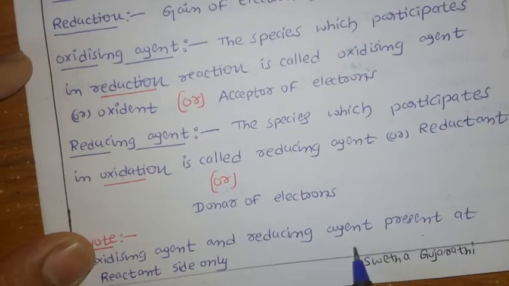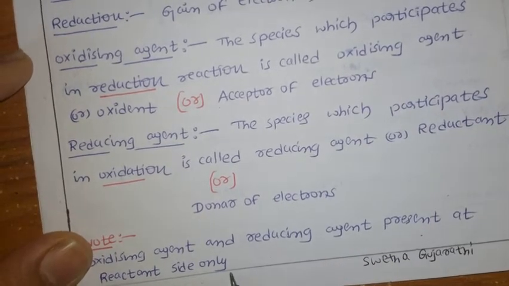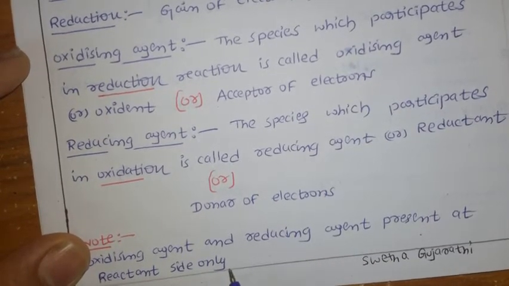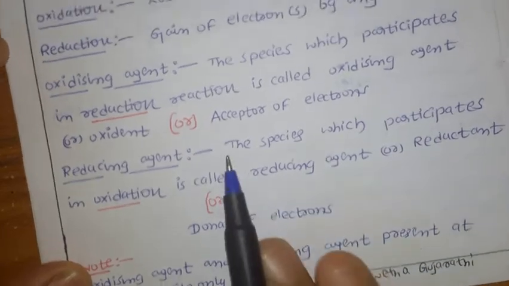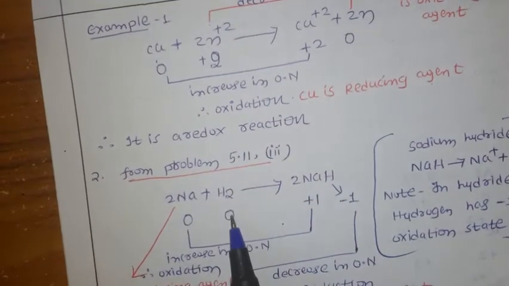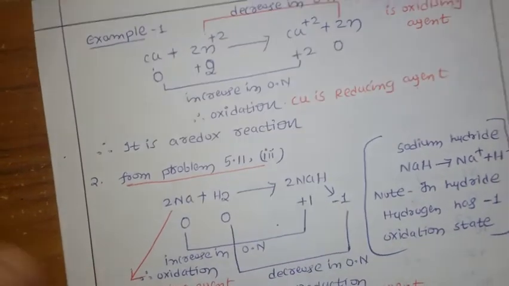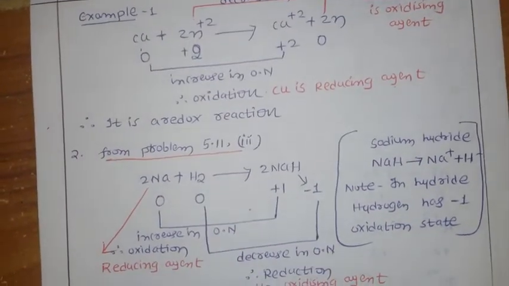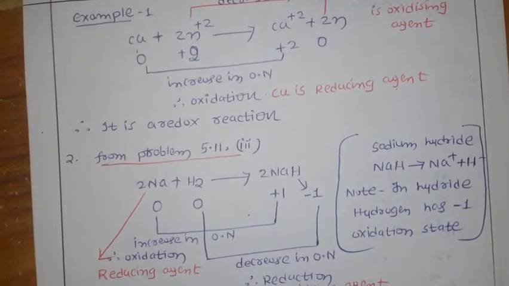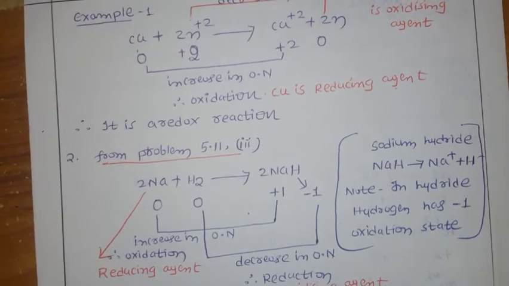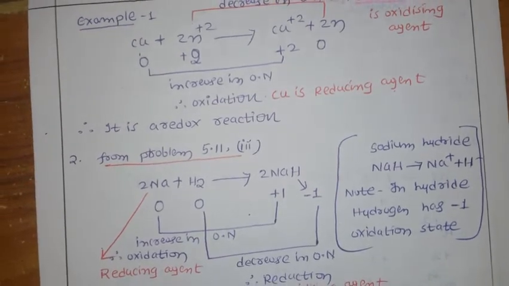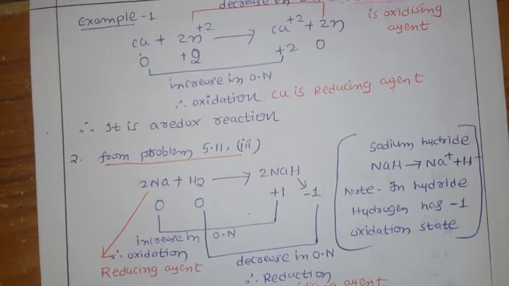Now one important note is what? Oxidizing agent and reducing agent are present on the reactant side only. If someone asks what the oxidizing agent or reducing agent is, you have to look at the reactant side only. You should not think about the product. After that, let us discuss the equivalent weight of oxidizing agent and reducing agent. This topic we left while discussing equivalent weight.